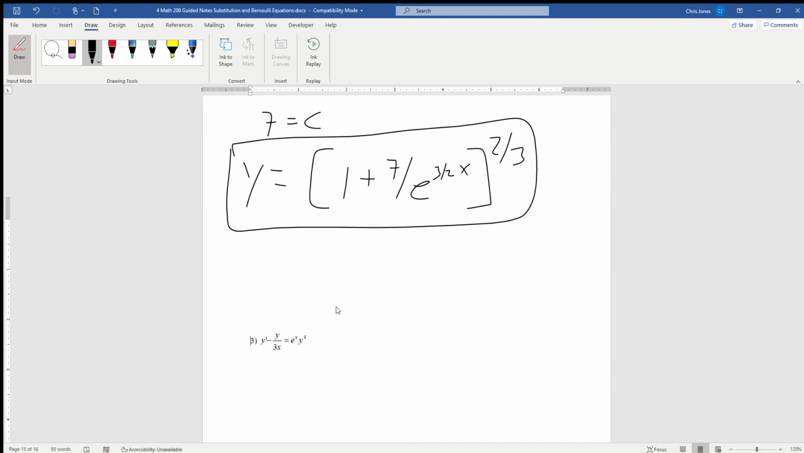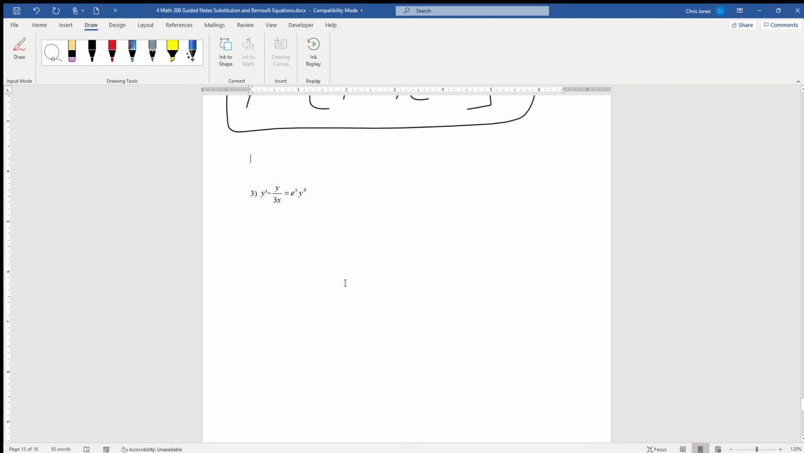All right, so one last example, and we have this y prime minus y over 3x equals e to the x y to the 4th power. All right, so immediately we recognize this as a Bernoulli equation because we have that y to the 4th power. So again, as soon as you see that nonlinear term, think to yourself it's Bernoulli. n is going to be 4.